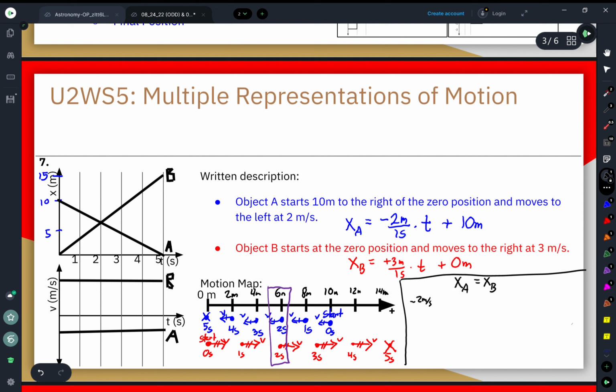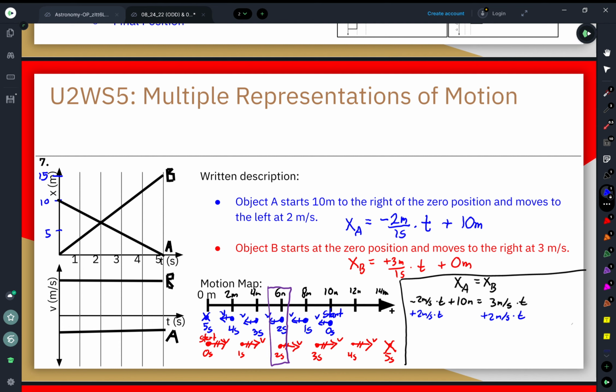Negative 2 meters per second times time plus 10 meters is equal to positive 3 meters per second times time plus the 0 meters, but I'm going to leave that off, it doesn't really affect the problem there. So I need to solve for t. Just like in algebra, we need to get that variable by itself. The way that I am going to do that is I am going to add that 2 meters per second times t to both sides.